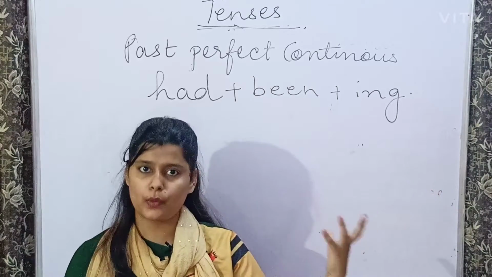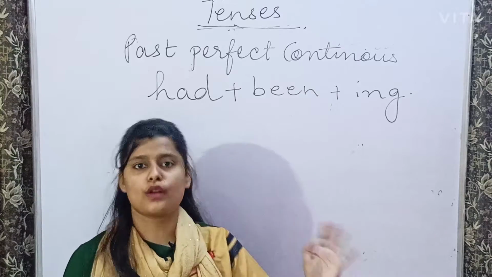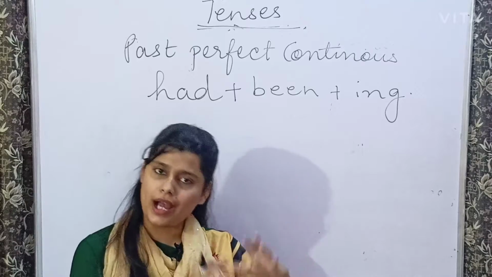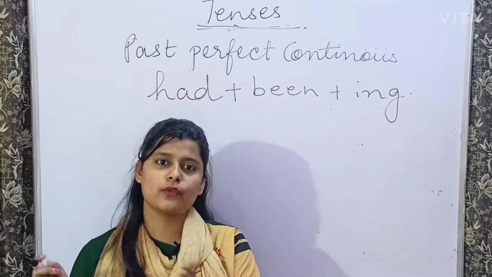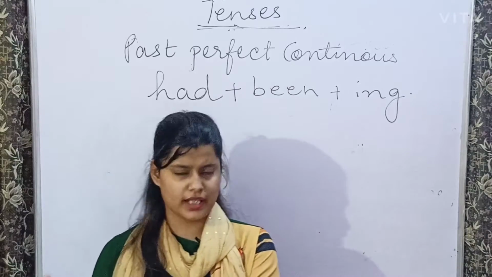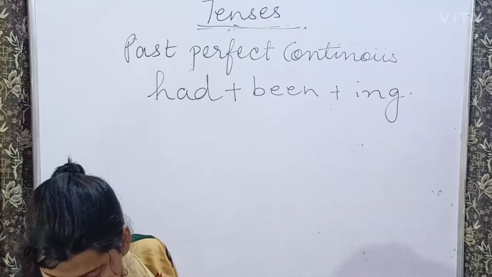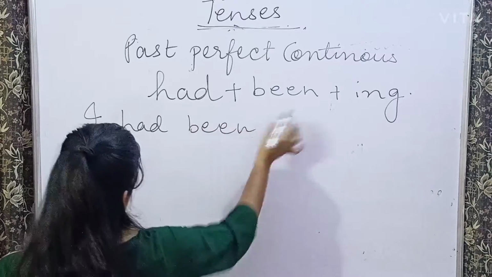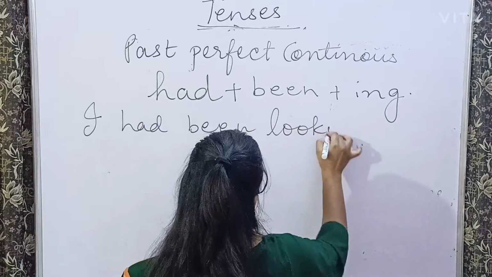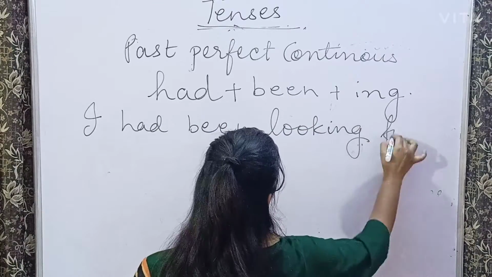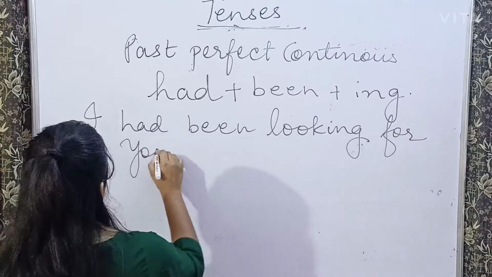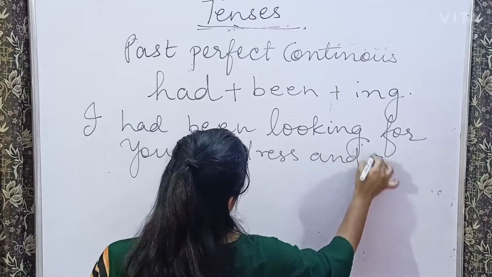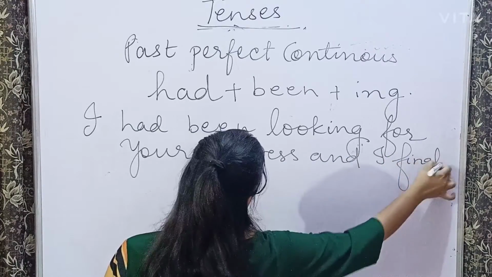वो एक्शन पास्ट में हुआ and it finished also in the past, in very recent. अभी जैसे कोई एक्शन जो पास्ट में ही चला और पास्ट में ही वो एकदम रिसेंटली खत्म हो गया, it has just finished in the past. For example I can say, I had been looking for your address and I finally found it.